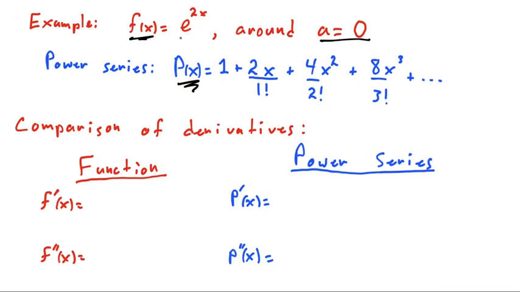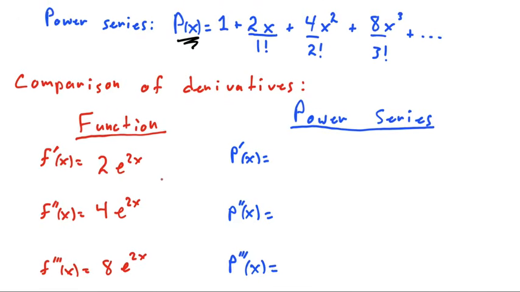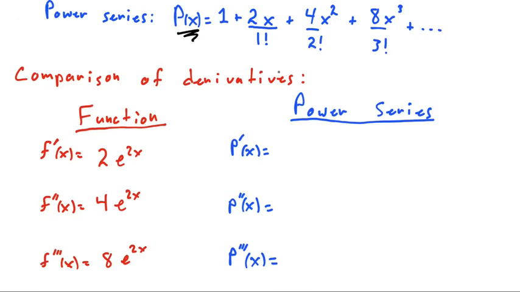For the function, if we take the first derivative, it's chain rule. We get 2 times e to the 2x. The second derivative, we take a derivative again, and we have 4 times e to the 2x. We could take another derivative, and we have 8 times e to the 2x. That's the first 3 derivatives of the function. Now let's look at the derivatives of the power series.